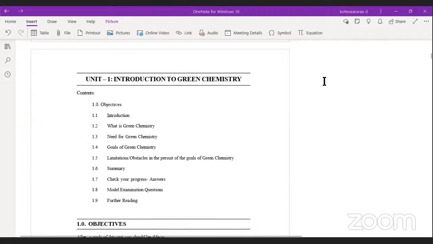Now I'm going to start the class today. This is the first block of this book, Green Chemistry. In this block, we have three units. The first one is Introduction to Green Chemistry, and the Principles of Green Chemistry and Applications of Green Chemistry. These three units we are going to discuss today.